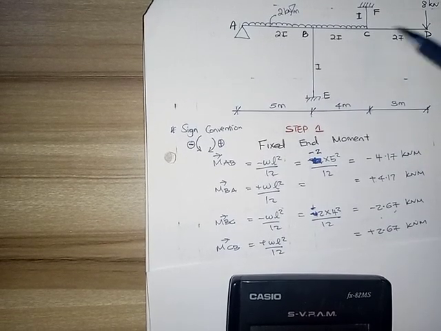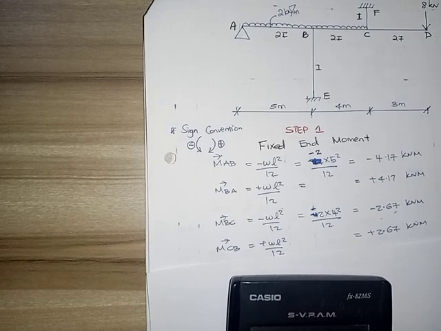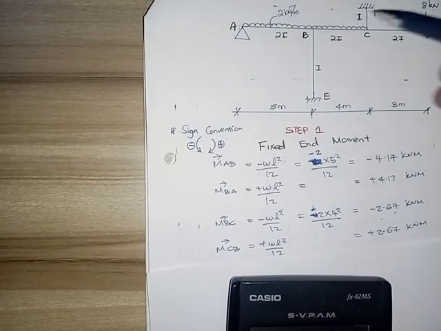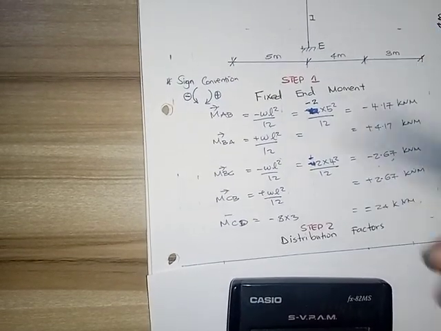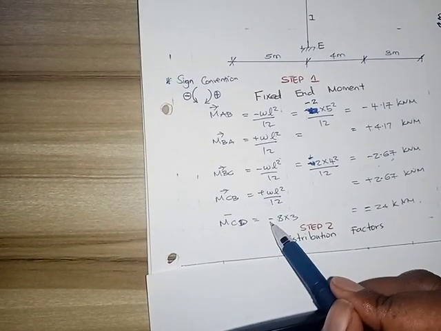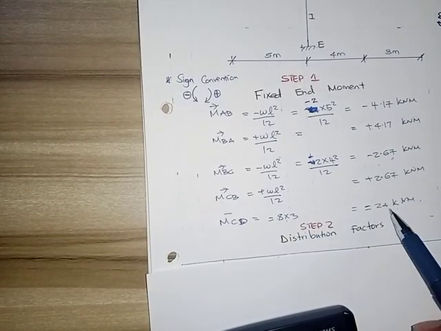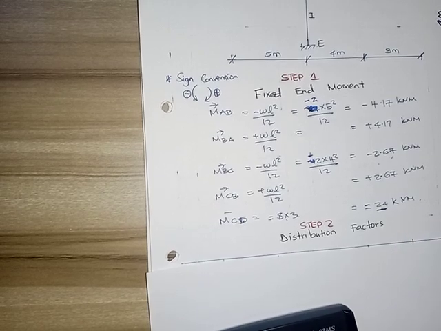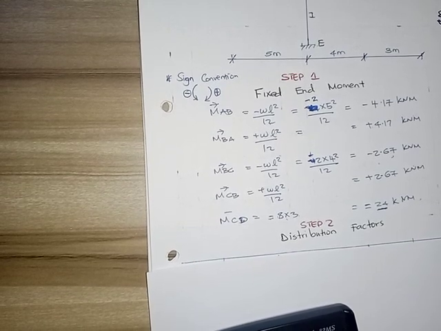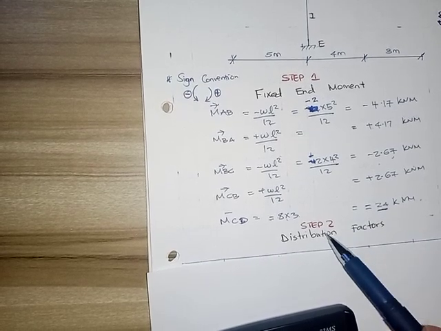Now for part CD, there is a cantilever and it will cause a rotation in a clockwise direction. So for CD, it will be 8 times 3 and you will get 24 kilonewton meter. Now let's go to step number 2.